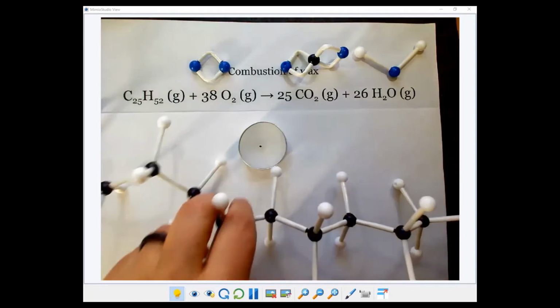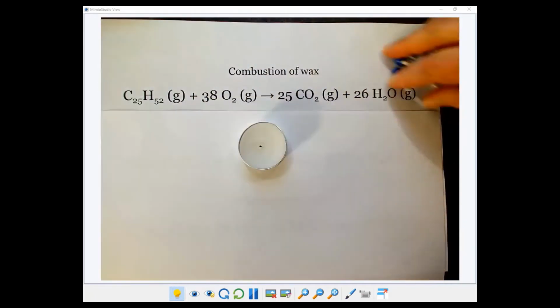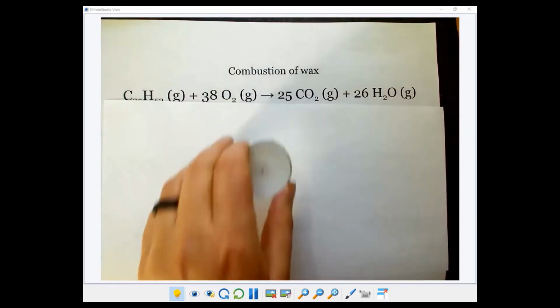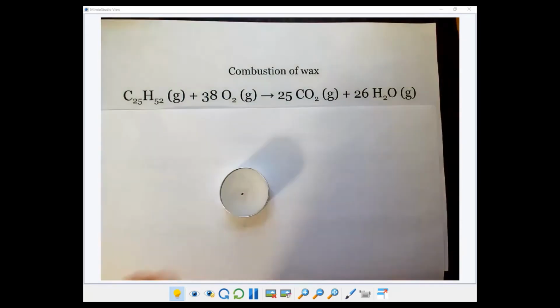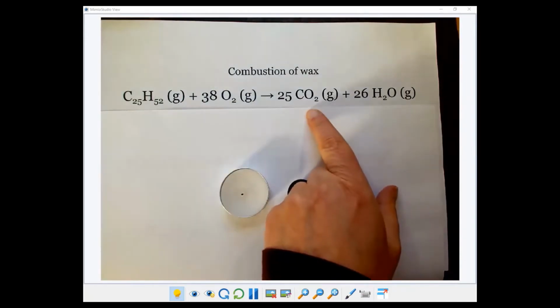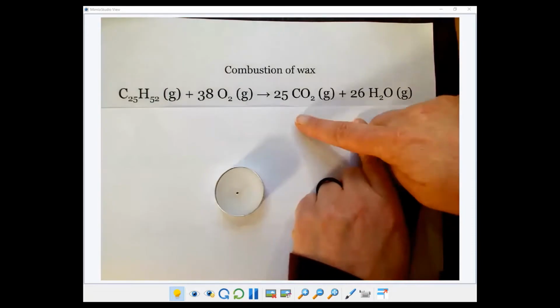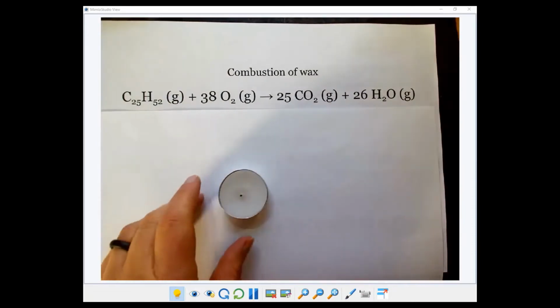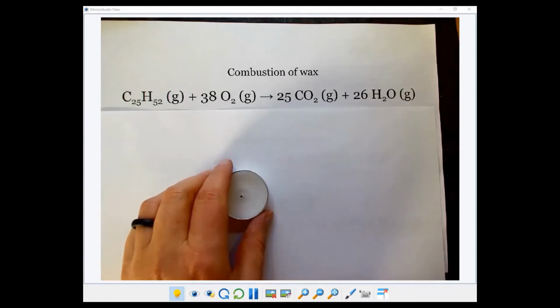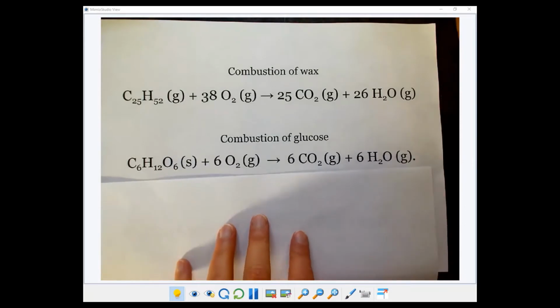Now what I'd like to point out is I'm hoping you notice that this looks pretty familiar, right? Combustion of wax: you take a fuel, you react it with oxygen, and you end up with carbon dioxide and water. A lot of carbon dioxide and water, but still carbon dioxide and water. I'm hoping you've seen something like this before, probably in your biology class. So here we've got the combustion of glucose, right? You've seen this reaction in biology, I'm hoping.